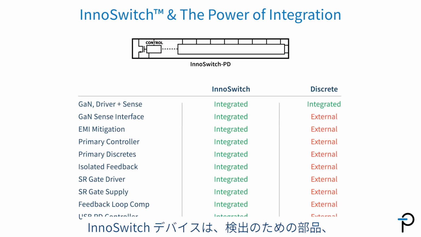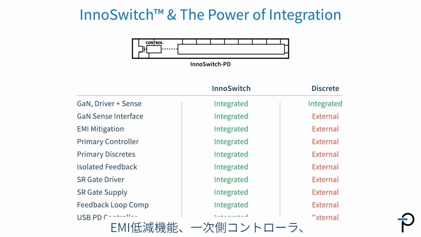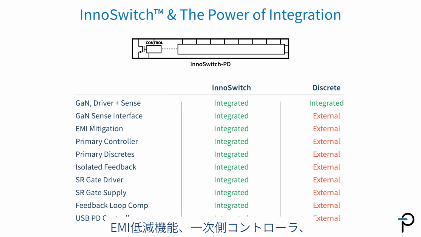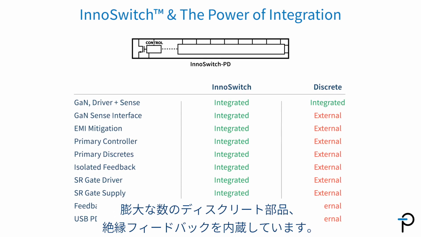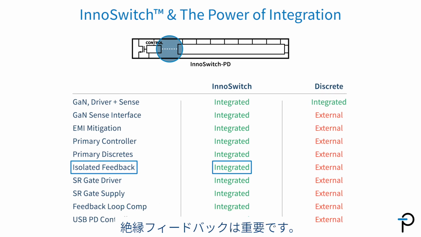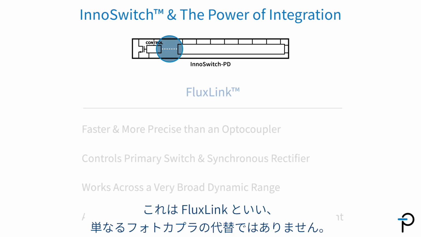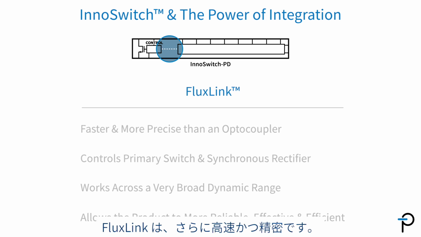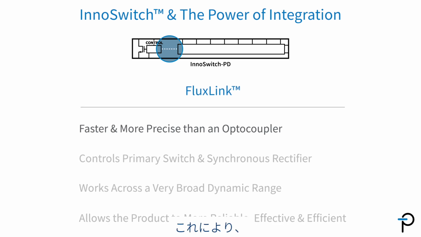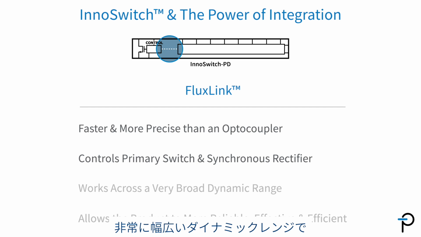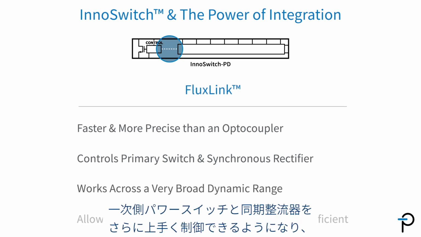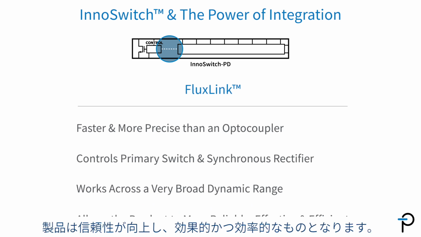The InnoSwitch device incorporates the sense, the EMI, the primary controller, a vast number of discrete components, and the isolated feedback. That isolated feedback is critical. We call it FluxLink, and it's more than just a replacement for an optocoupler. The FluxLink is faster, it's more precise, and it allows us to do a much better job of controlling the primary switch and the synchronous rectifier in a way that works across a very broad dynamic range and allows the product to be more reliable, more effective, and more efficient.